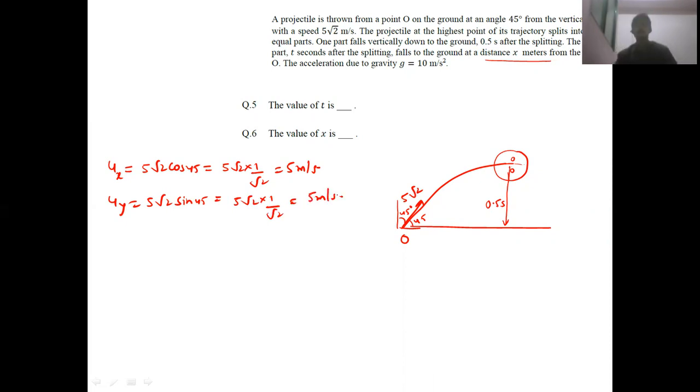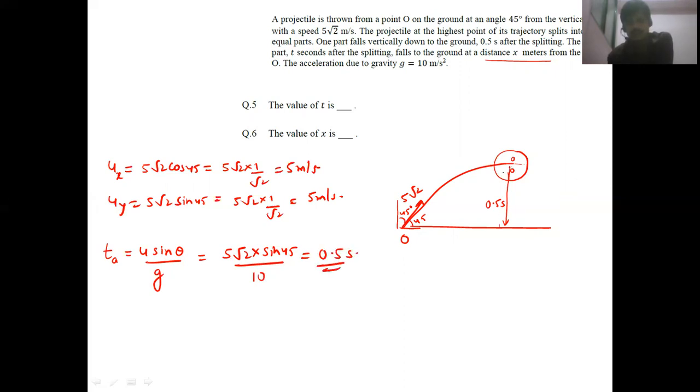Okay. Now let us find how much time it has taken to go to the top level, the highest level. So let me find the time of ascent. Time of ascent will be u sine theta upon g. So let us see how much it will come. It will be 5 root 2 sine 45 upon g, and g is 10. So it will be coming as 0.5. In 0.5 seconds, it has reached up to this height.